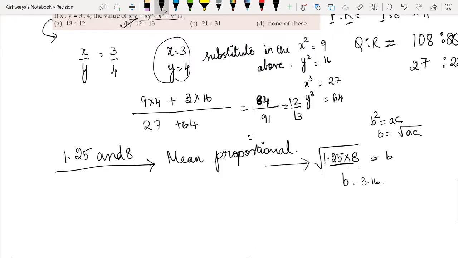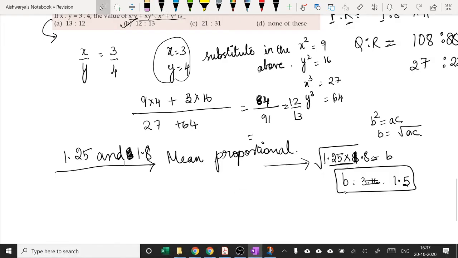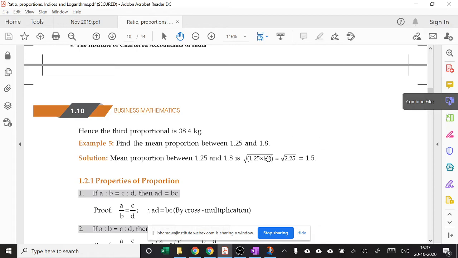Maybe I can take, instead of 8, it is actually 1.8. If I take 1.8, what happens? 1.8 into 1.25, take the square root of it, then it comes to 1.5. Okay, you will feel better with this number than 8. Okay, so let's proceed. Let's go to the next set of questions.